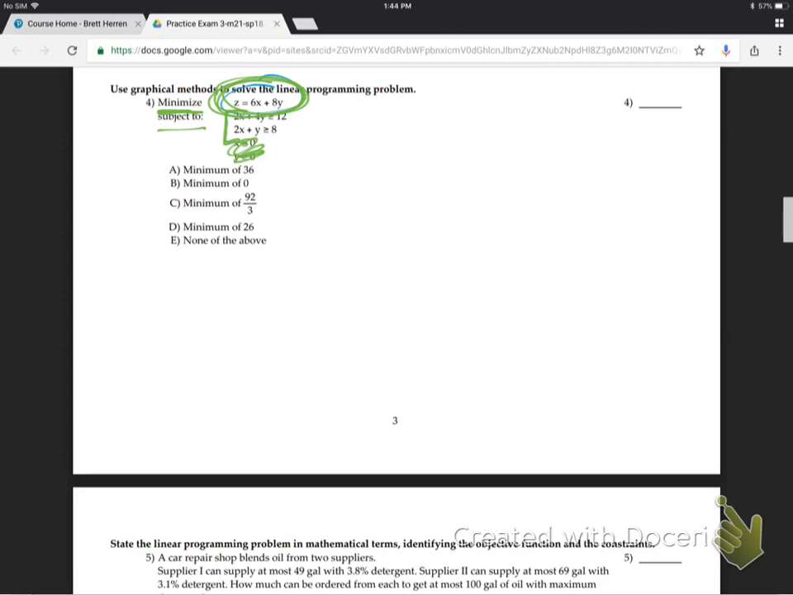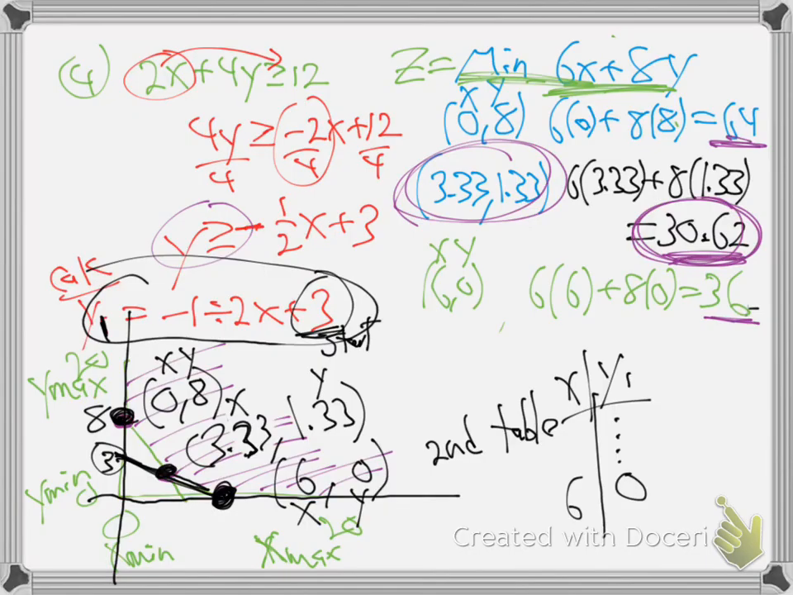Oh. Yeah, you're going to have to check this. Divide this on your calculator, 92 divided by 3. I'm getting 30.66. And this says 30.62. Is that the same thing? Yeah, we rounded. Remember? Don't you remember?